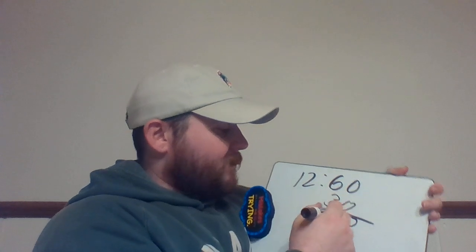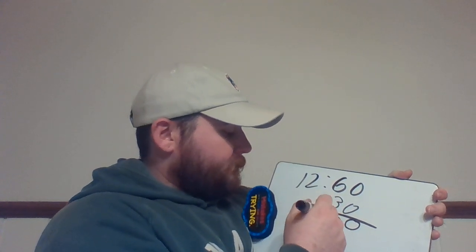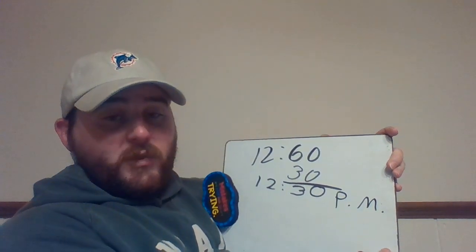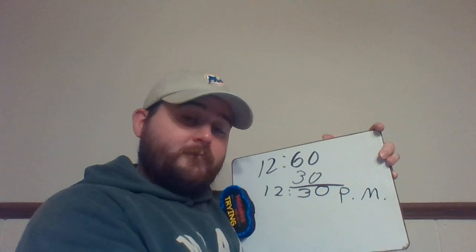Now, I'm going to subtract that remaining 30 minutes from 60. 0 minus 0. 6 minus 3. I'll bring down my 12. So that means my start time was 12:30 p.m. Okay, I know that's a little confusing because it's not exactly like regular math.